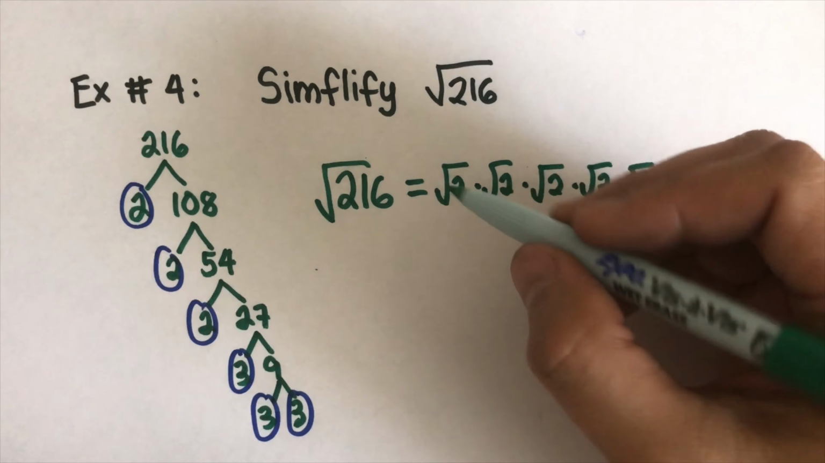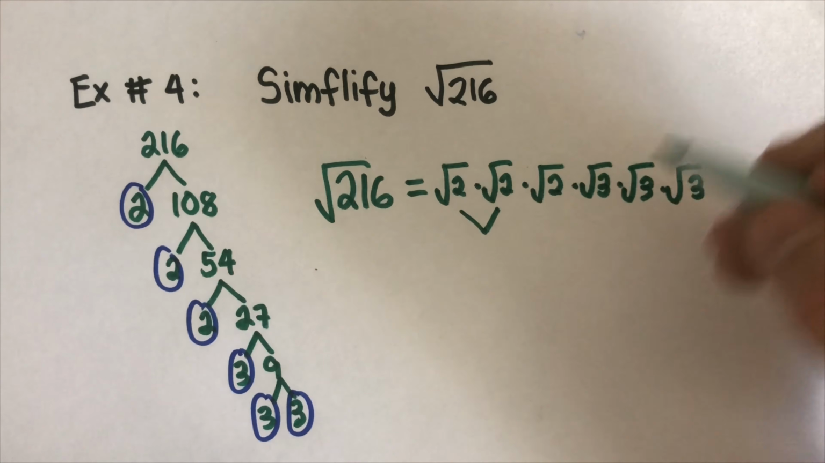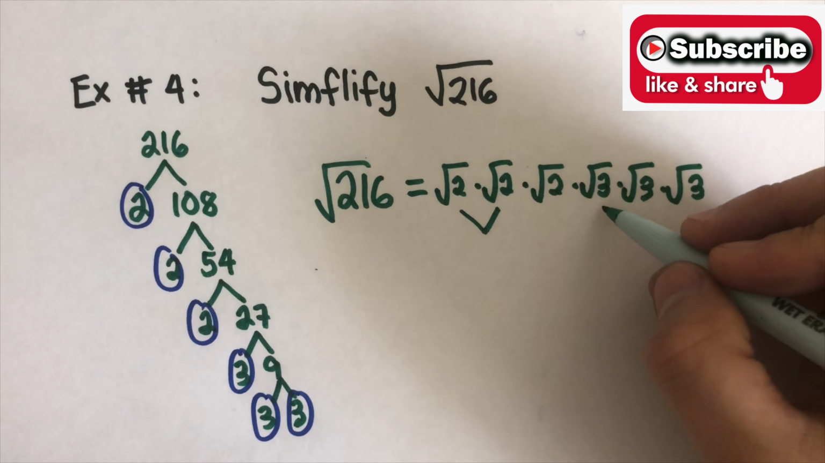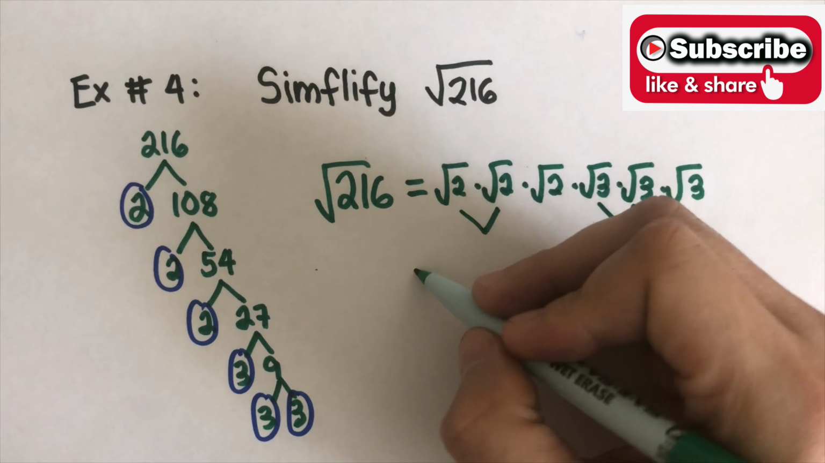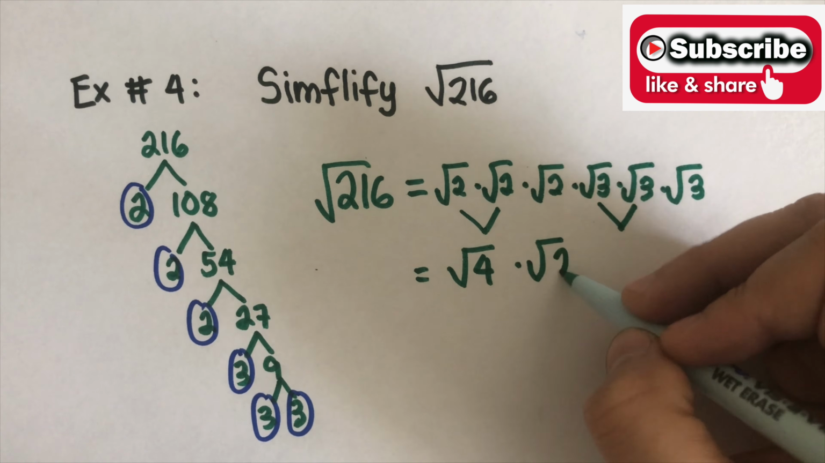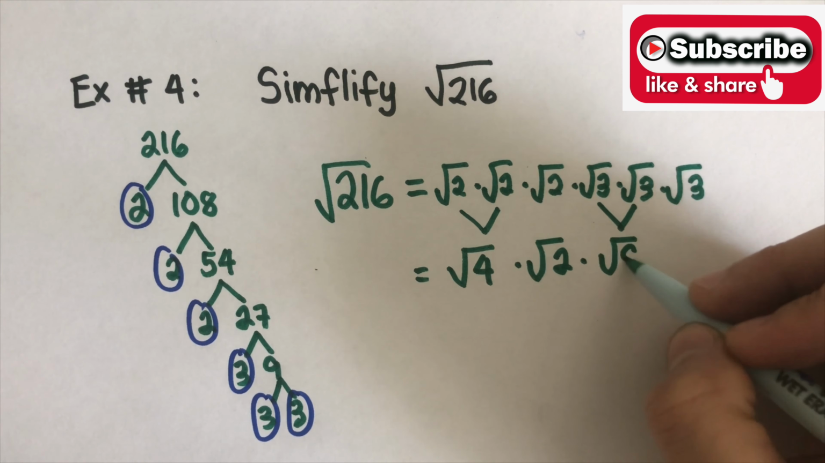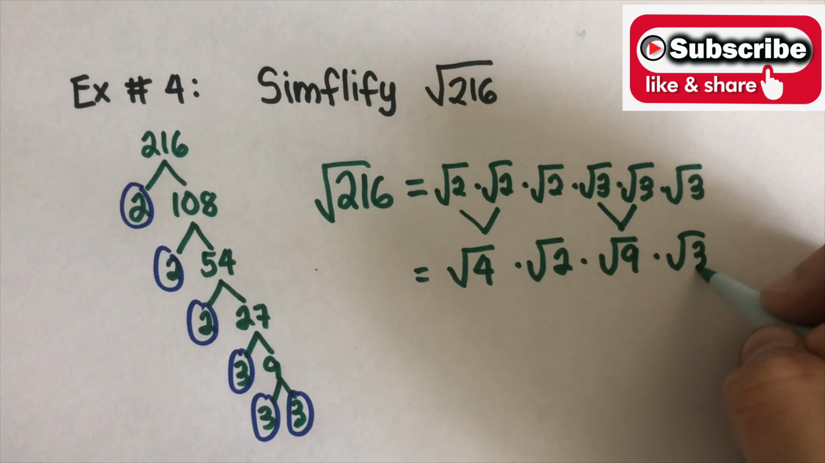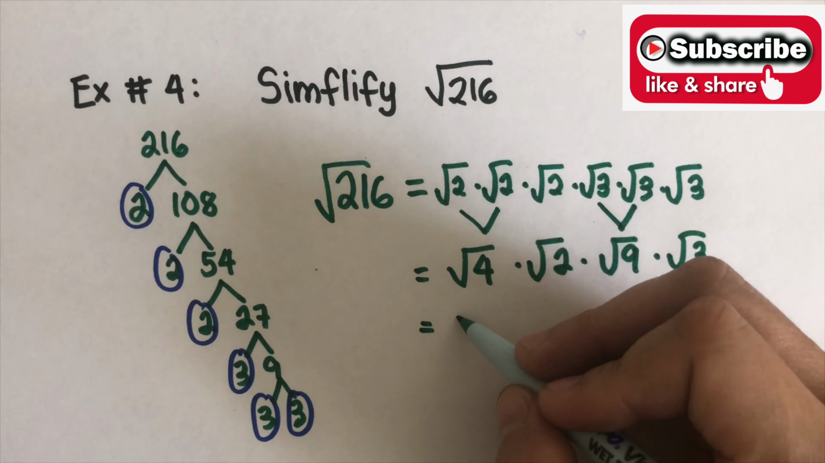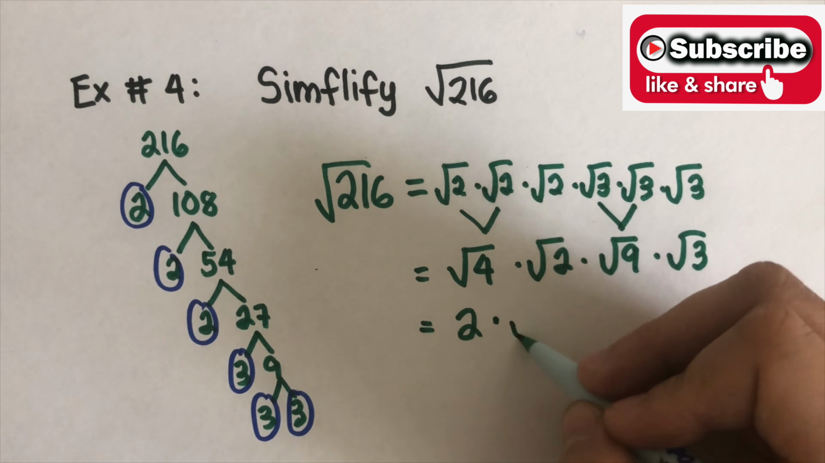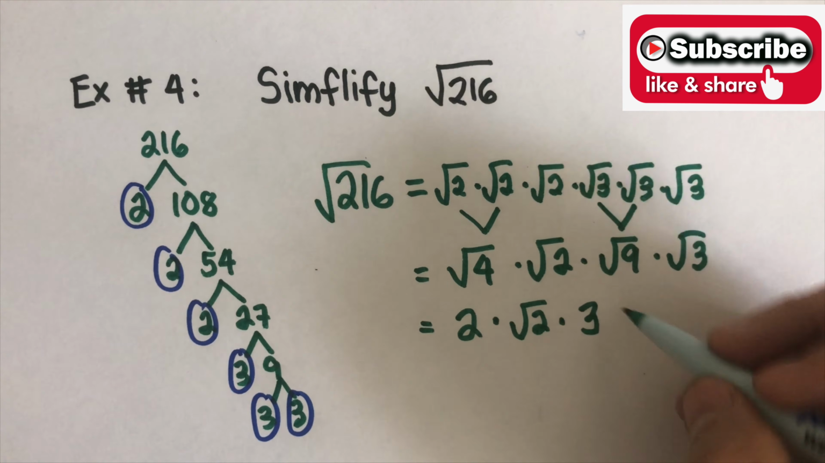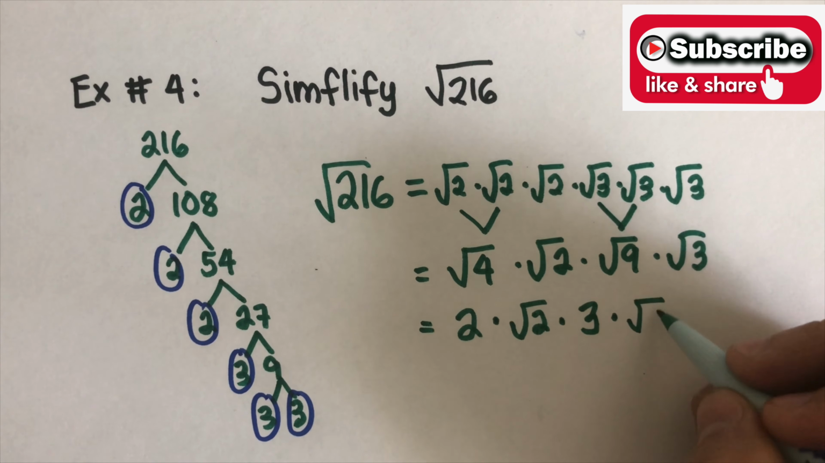So then I partner them up. So these two become partners, and there's no partner for this. I'm not gonna put them anywhere. But these two are partners. So this becomes square root of 4 times square root of 2 times square root of 9 times square root of 3. Now, the square root of 4 is 2 times the square root of 2 times square root of 9 is 3 times the square root of 3.